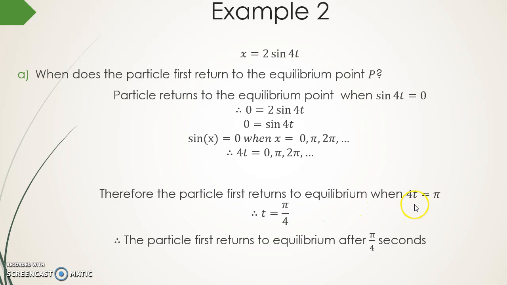So we can solve for t now. t equals pi divided by 4. Now if we put that into our calculators, we get the answer of 0.785 seconds, which from our graph you knew it was going to be around about 0.8.